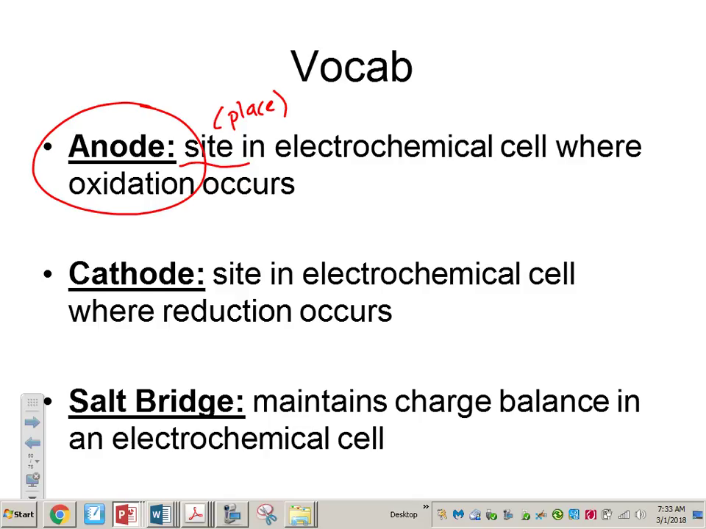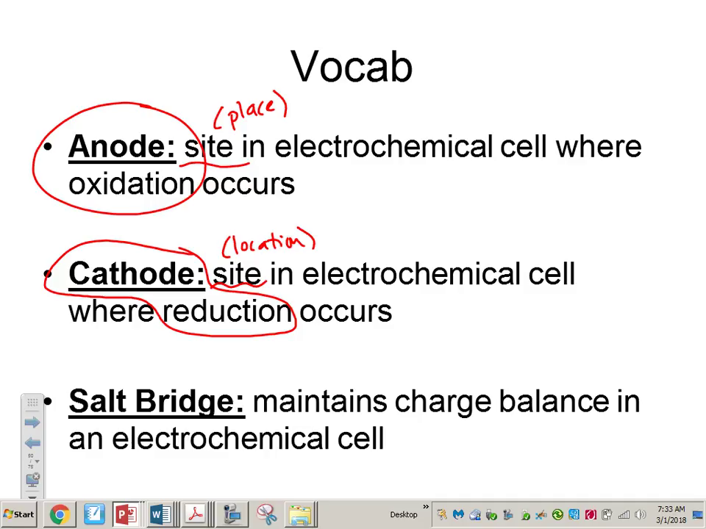Cathode. What is the cathode? It's the site in an electrochemical cell. Again, it's a place, a location. It's the place where reduction occurs. So we have these two words: anode is where oxidation occurs, cathode is where reduction occurs. In class, I'm going to give you a mnemonic for helping to remember that, but those words go together. Cathode is always going to be reduction. Anode is always going to be oxidation.